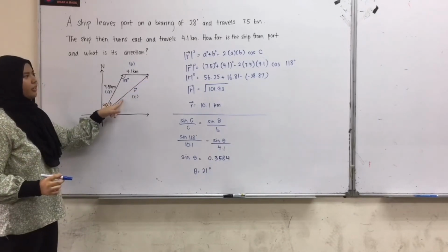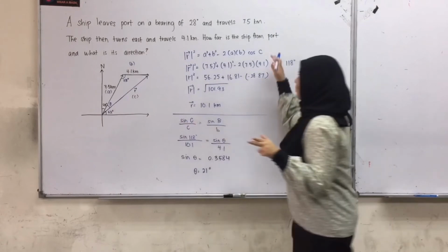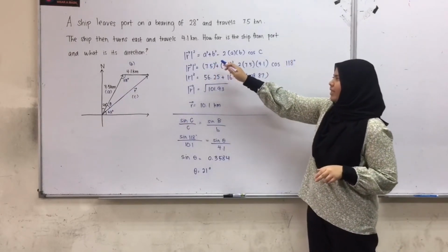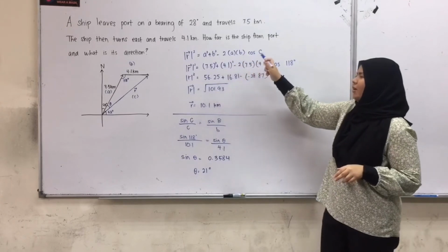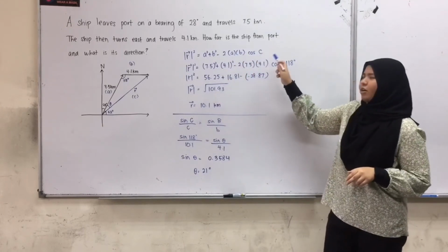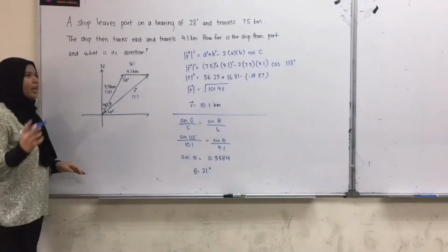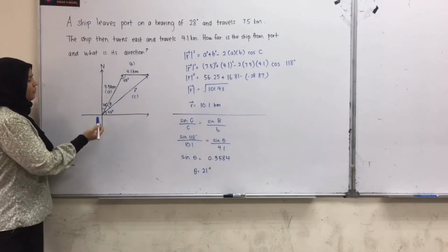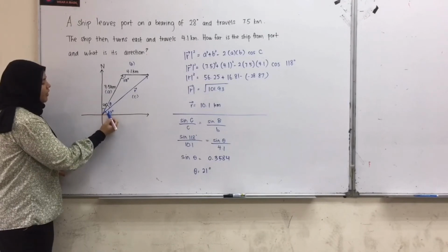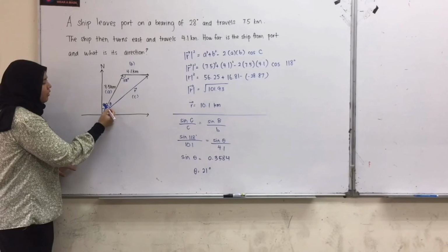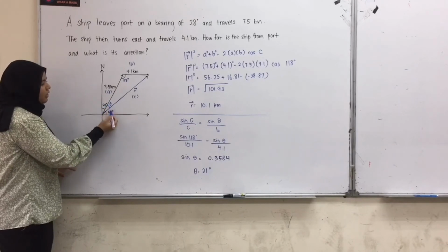To find the resultant vector, we have to use this formula, which is magnitude of vector squared equals a squared plus b squared minus 2ab cos c. So we have to find cos c. To find cos c, we have to use the concept of interior angles. First, we have to calculate this angle. Since we know this angle is 90 degrees, we have to minus 90 degrees and 28 degrees, and we get here is 62 degrees.